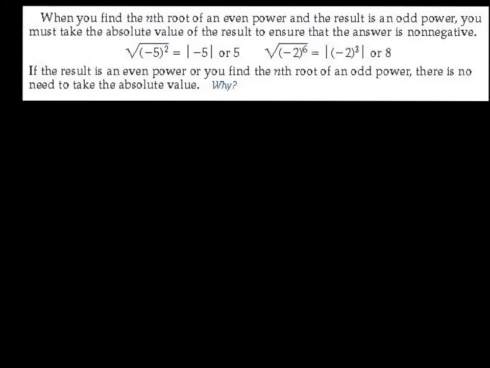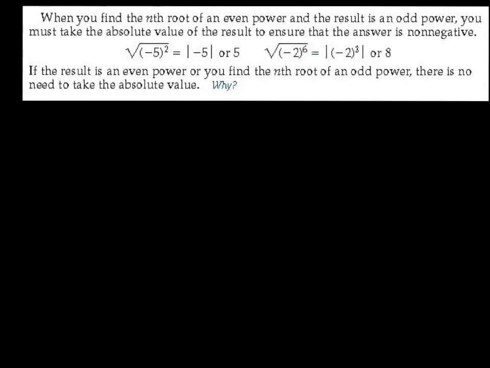When you find the nth root of an even power and the result is an odd power, you must take the absolute value of the result to ensure the answer is non-negative. So the square root of -5 squared, square root and squaring being inverse operations, it's the absolute value of 5, because -5 times -5 would have been 25. Square root of -2 to the 6th is, okay, -2 cubed is going to be -8, but then the absolute value of that is 8.